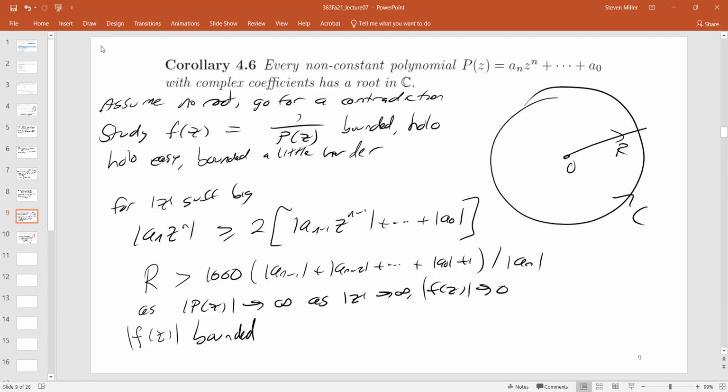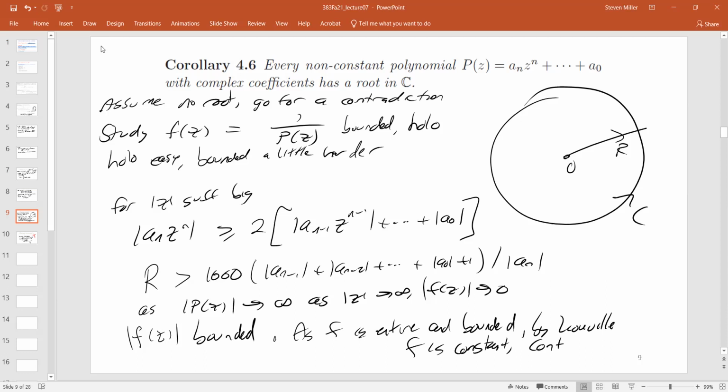And now we have an entire function. So it's holomorphic and it's bounded. So what does that imply? So we have an entire holomorphic function, an entire bounded function. So as f is entire and bounded, what do we know about f? f is constant by Liouville. By Liouville, f is constant. And that's a contradiction. What is it contradicting?